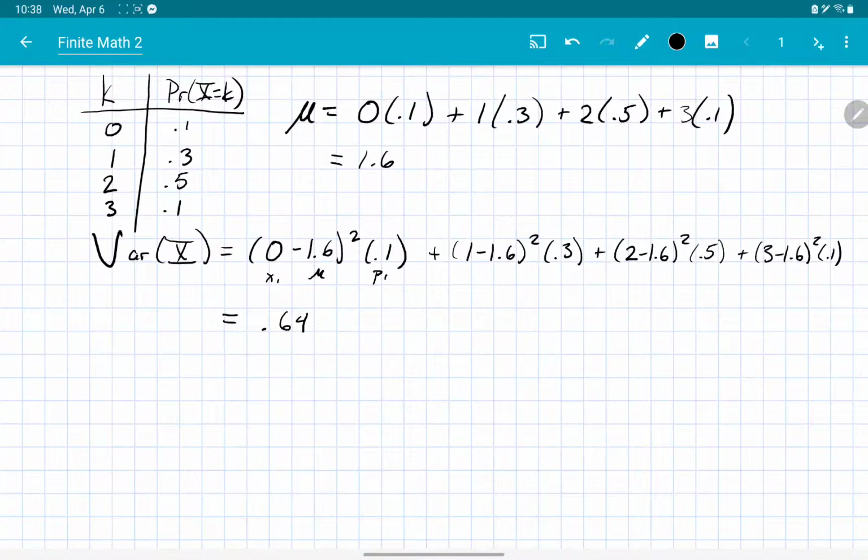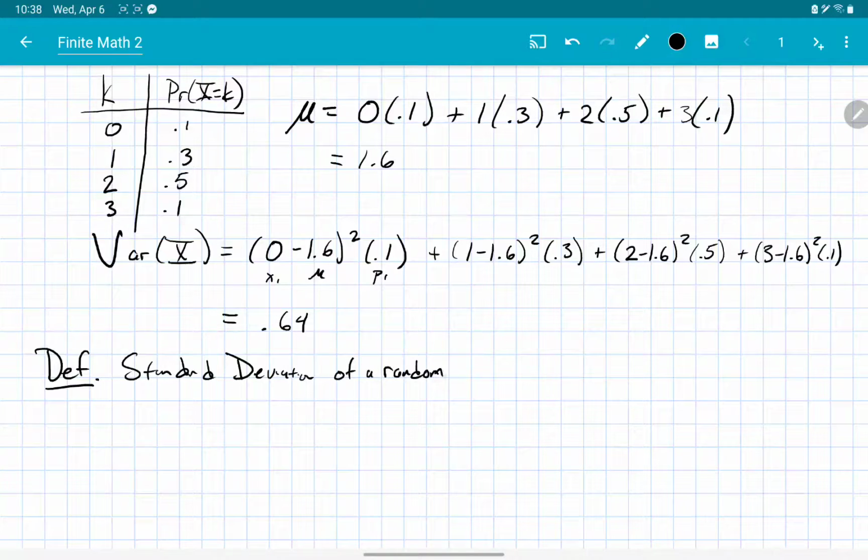Now, I mentioned there's another quantity that's important called the standard deviation. The variance and the standard deviation are both measures of spread. So the standard deviation of a random variable, x, is defined as, we call it sigma and a little x down here, the square root of the variance.